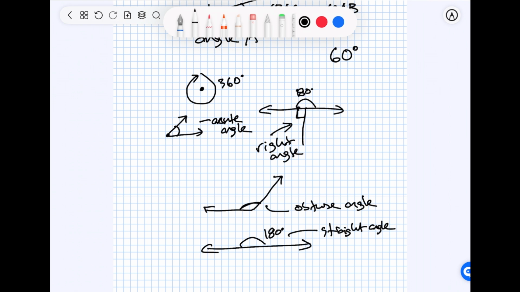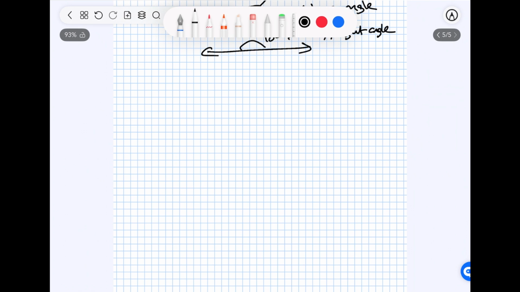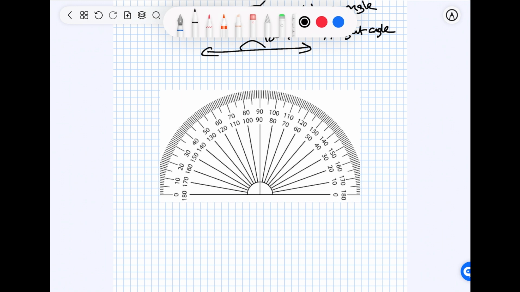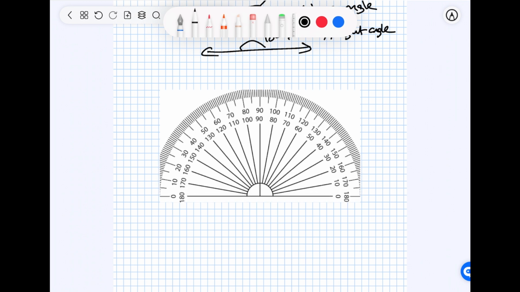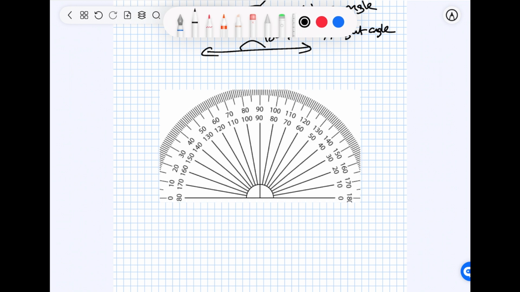Now let's talk about how we actually measure angles. The tool we use is called a protractor. A protractor is a semicircle marked with numbers from 0 to 180 degrees, as shown on the screen. To measure an angle, you place the center of the protractor on the vertex of the angle. Line up one side of the angle with the 0 line, and then read the number where the other side crosses the scale.